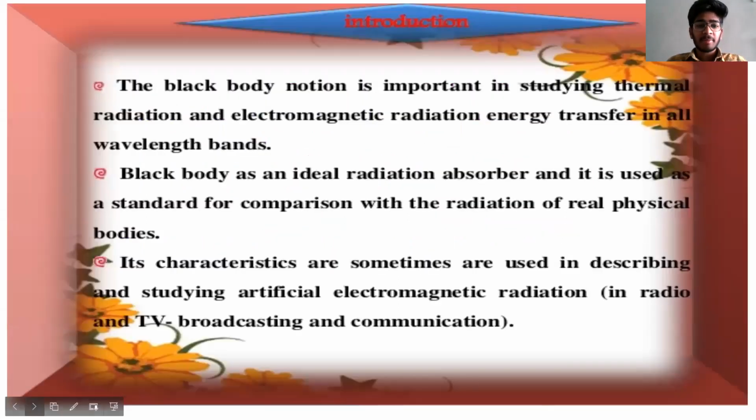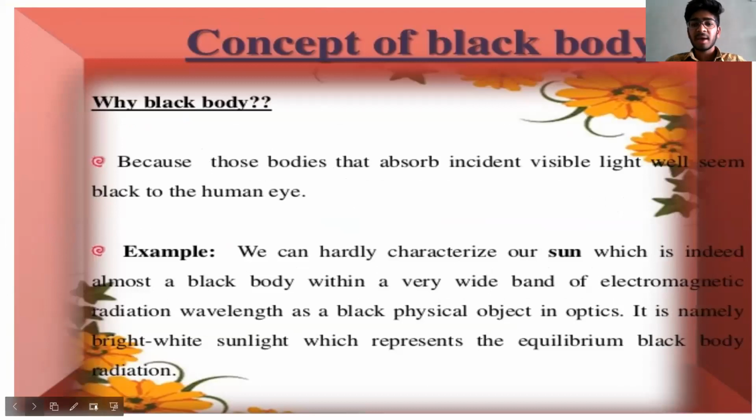Introduction. The black body notion is important in studying thermal radiation and electromagnetic radiation energy transfer in all wavelength bands. A black body is an ideal radiation absorber and it is used as a standard for comparison with the radiation of real physical bodies. Its characteristics are sometimes used to describe and study artificial electromagnetic radiation in radio and TV broadcasting and communication. Concept of black body.